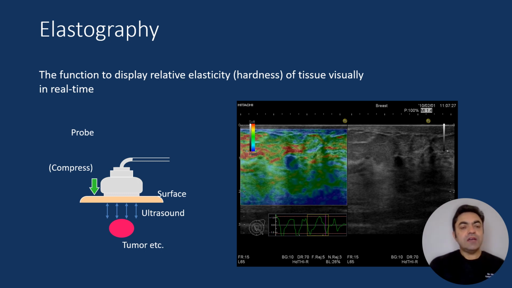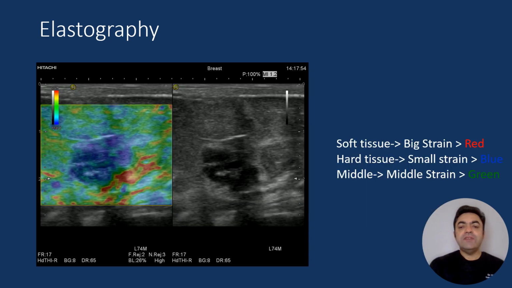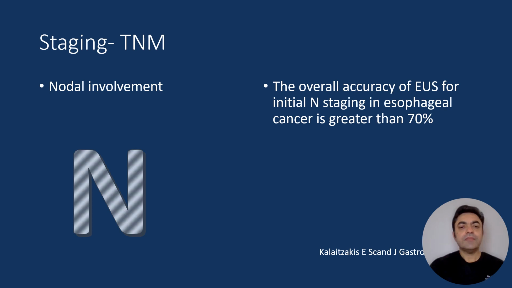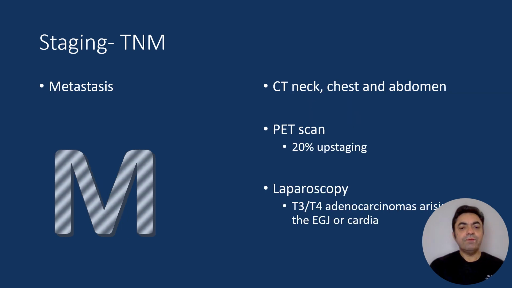Now we have another trick up our sleeves, which is elastography, which can help us differentiate the stiffness of the tissue. So if it's a hard tissue, it appears blue in color, and if it's a soft tissue, it is red or green in color. And with this, we can identify whether a lymph node is malignant, such as in this case, it's blue in color, which is hard, whereas here it's green in color, which suggests an inflammatory lymph node. So the overall accuracy of EUS for initial N staging of esophageal cancer is pretty reasonable.